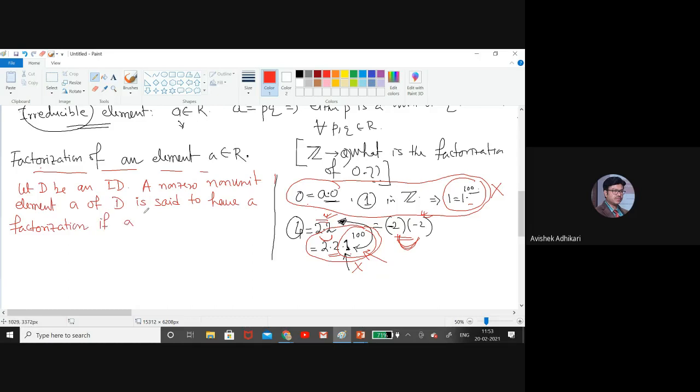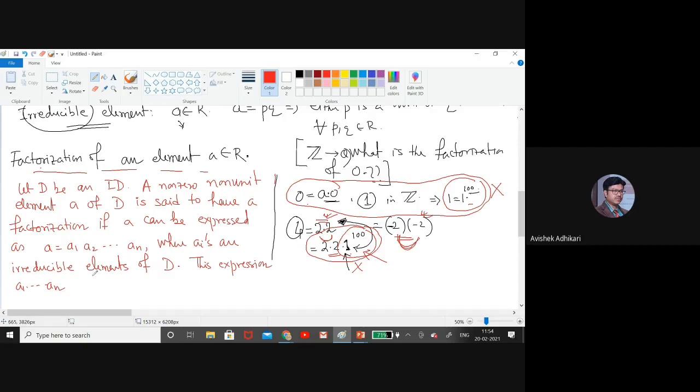if A can be expressed as A equal to A1, A2, ..., AN, where the AIs are irreducible elements of D. This expression A1, A2, ..., AN is said to be a factorization of A in D. Okay, so now it's clear.